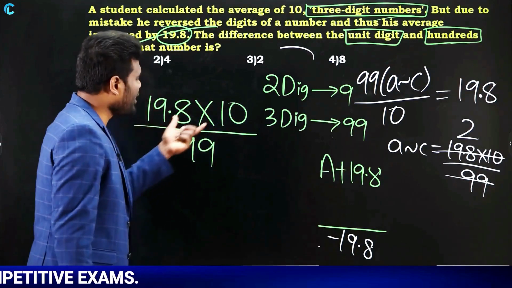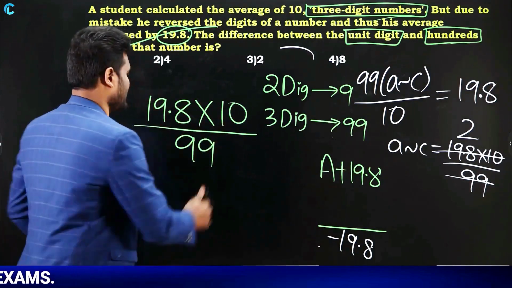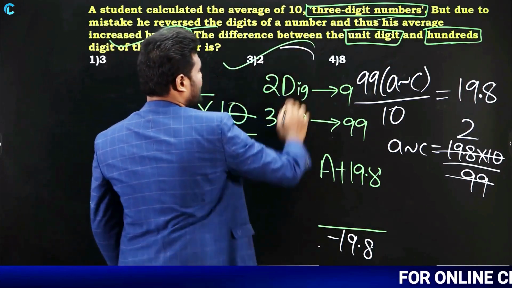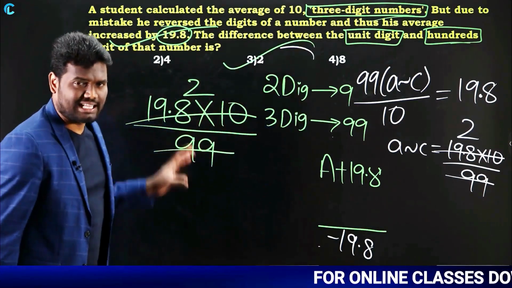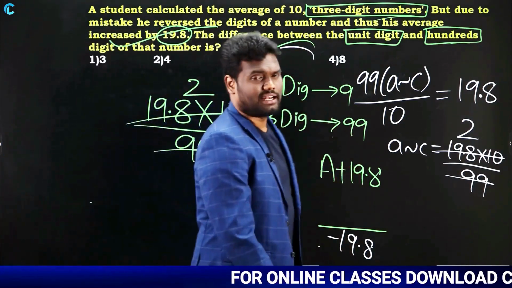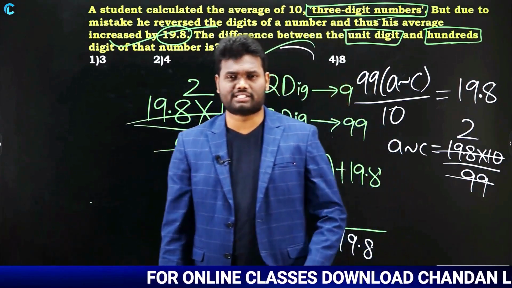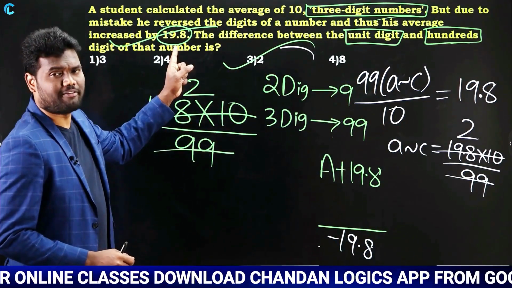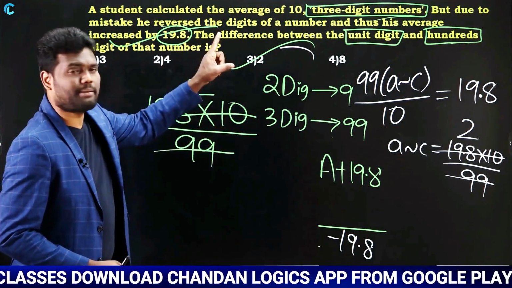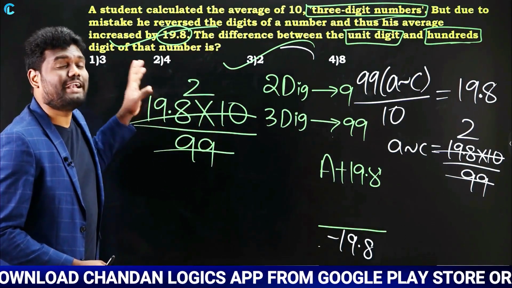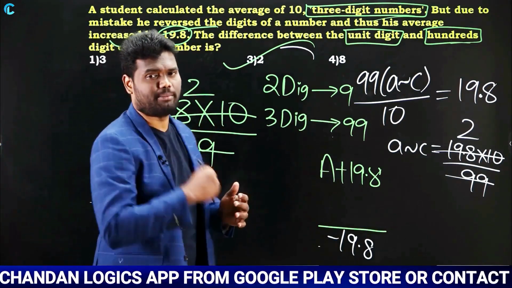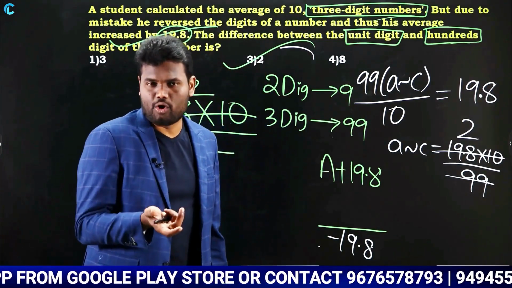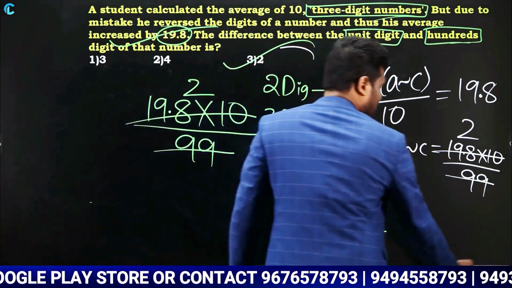Now 19.8 into 10 is nothing but 198. 198 divided by 99 is 2 times. So the answer is 2. Whenever you have questions in this way, you do not need all this calculation. Instead, just take the difference value you have, multiply by 10 as you have 10 numbers, and divide by 9 when it is a 2-digit number, but by 99 when it is a 3-digit number. Okay, is that clear?